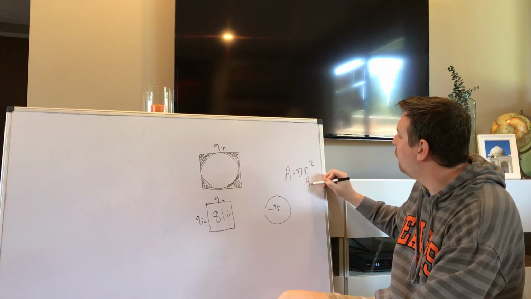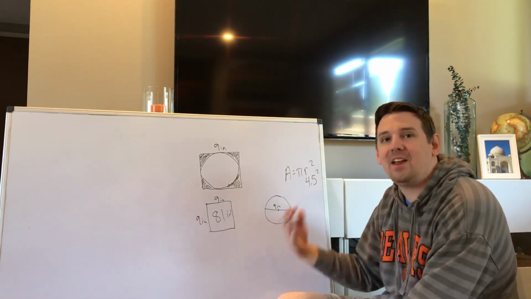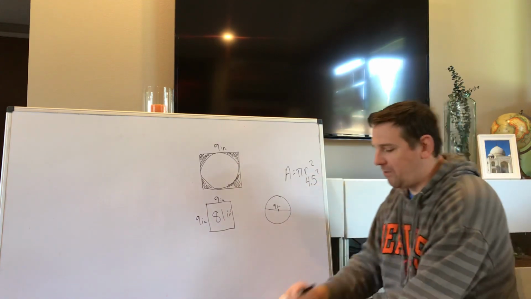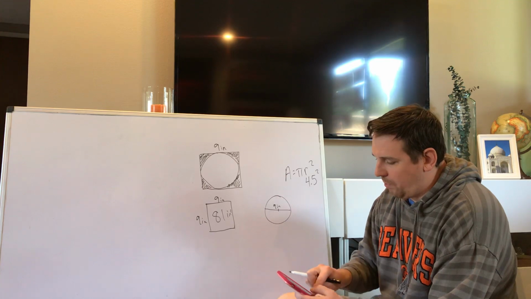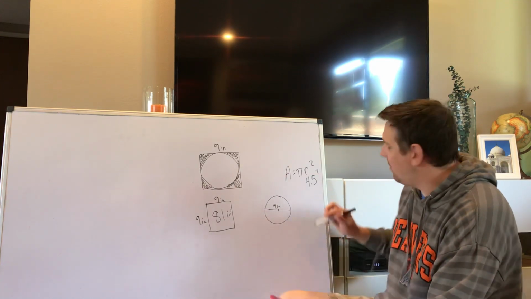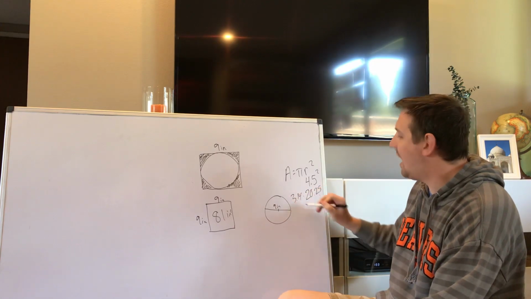The radius would be half of that. Half of 9, 4.5. If you don't know what half of 9 is, take half of 8 and then add the 0.5. 4.5 squared, there's no way I know that in my head. 4.5 times 4.5. I could do it in my head, it would just take me some time. 20.25 and times it by pi.